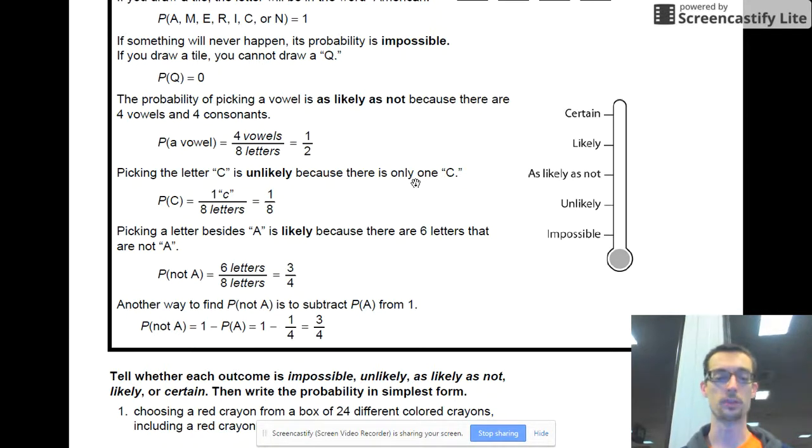Just as a general rule of thumb, notice how we write these probabilities. You put the number of the cases that you want, the number of times that the thing that you want to happen could happen, on the top as the numerator of a fraction, and the number of total things that could happen as the bottom, as the denominator of the fraction. So the probability of picking the letter C, there's only one C, that's what I want. I want a C. There's only one of them out of 8 total.